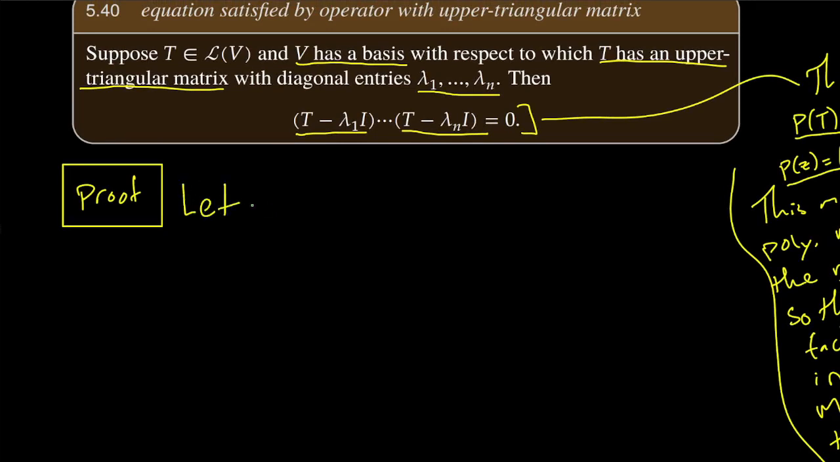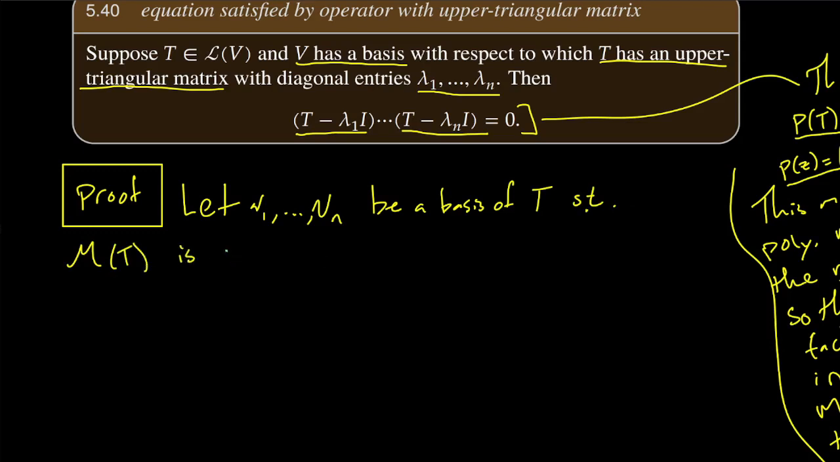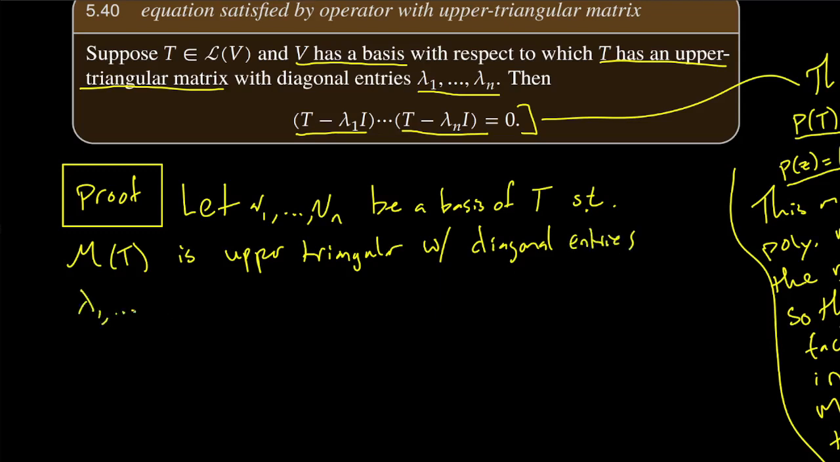So let v1 through vn be a basis of V such that the matrix of T is upper triangular with diagonal entries lambda 1 through lambda n. Okay.